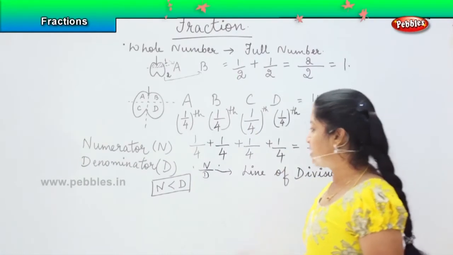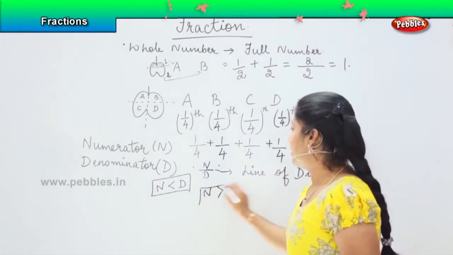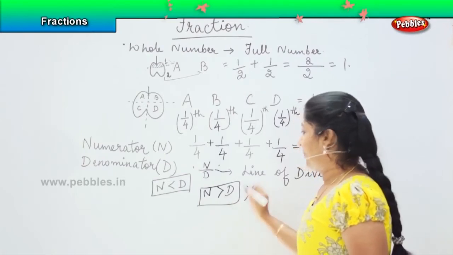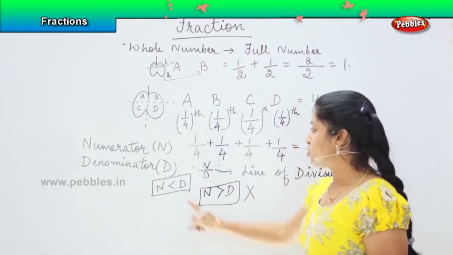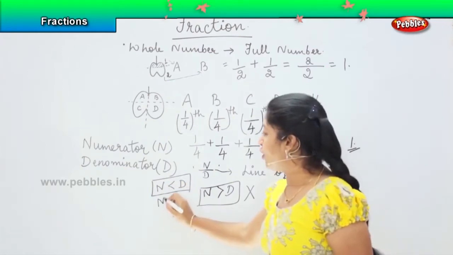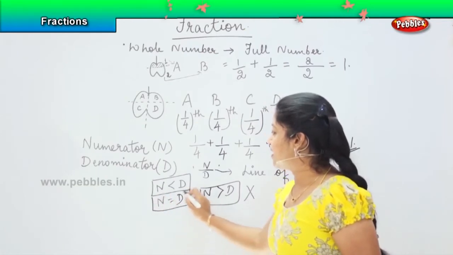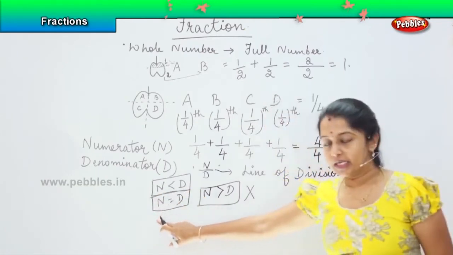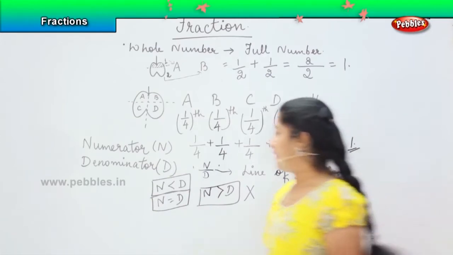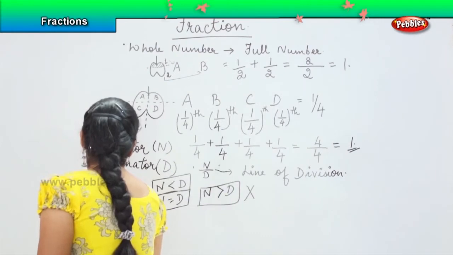Okay, at no circumstances my numerator should be greater than denominator. This will never happen. Okay, so either numerator should be less than the denominator or your numerator should be equal to denominator. When such a situation happens that your numerator is equal to your denominator, in such a case it becomes the whole number.